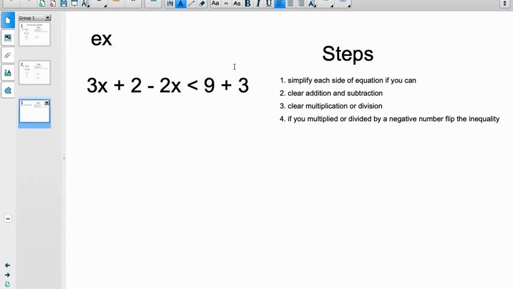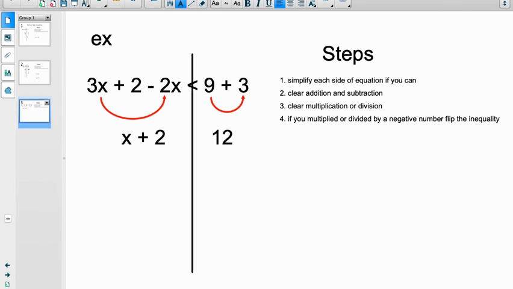Third one, now this one we can simplify on each side of the inequality. Notice how there's like terms on the left and the right. On the left, the x's are like terms, and on the right, the numbers are like terms. So you can combine 3x and the negative 2x and the 9 and the 3. When you do that, you get x plus 2, because 3x minus 2x is x, and then you just carry down the 2. And on the other side, you get 12.